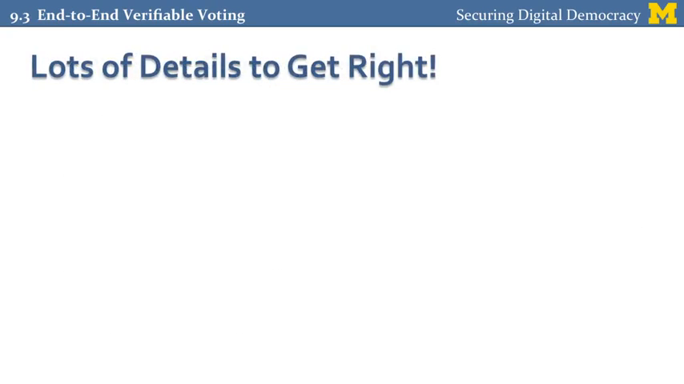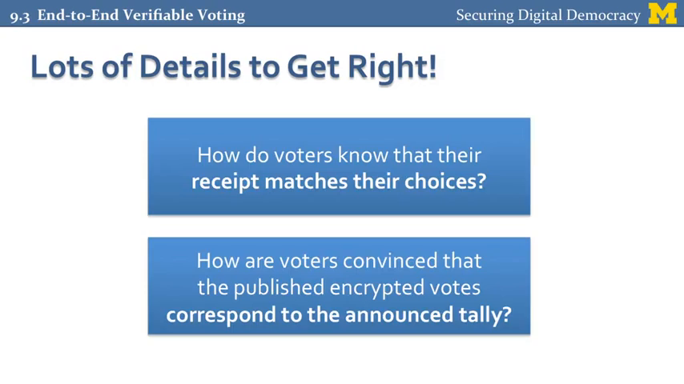So this sounds great. Potentially this would be a huge security advantage, but there are lots of details we have to get right. Two of the most important questions are, how do voters know that these receipts they get actually match their choices? They could just be random numbers that have been made up, or encryptions of some other vote. The second question is, how are voters supposed to be convinced that the published encrypted votes actually correspond to the announced tallies? How does that process of the mathematical proof work, and is it going to be convincing for voters?